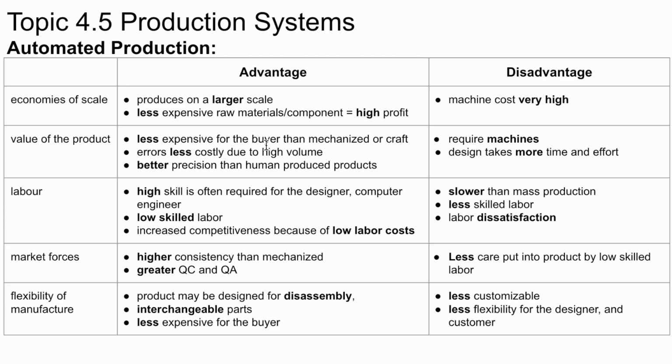It's less expensive for the buyer, so that's the value of the product, compared to mechanized or craft production. Errors cost less due to higher volume. So if you have a problem with one piece, it's not going to break the bank like it would with craft or mechanized production.